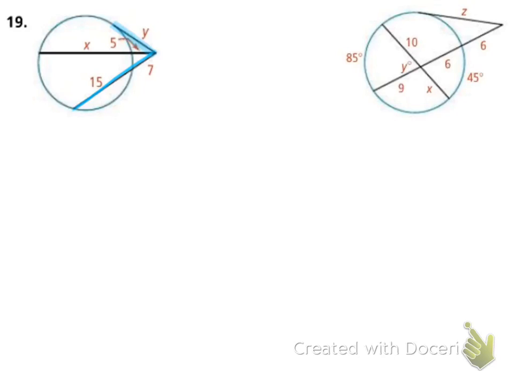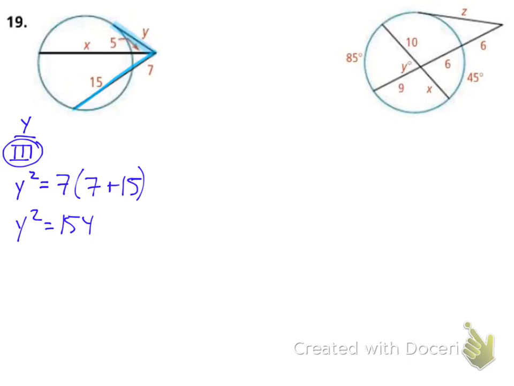So if I'm solving for y, again, that's a case 3, where I'm going to take that tangent line and square it. So y squared is equal to, and then of that line with 7 and 5, it's 7 parentheses 7 plus 15. So I get y squared is equal to 154, and then I can take the square root of both sides to get y is equal to 12.41.